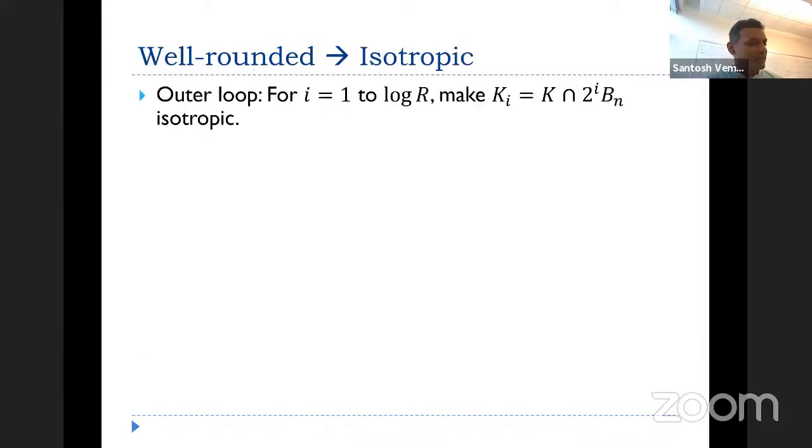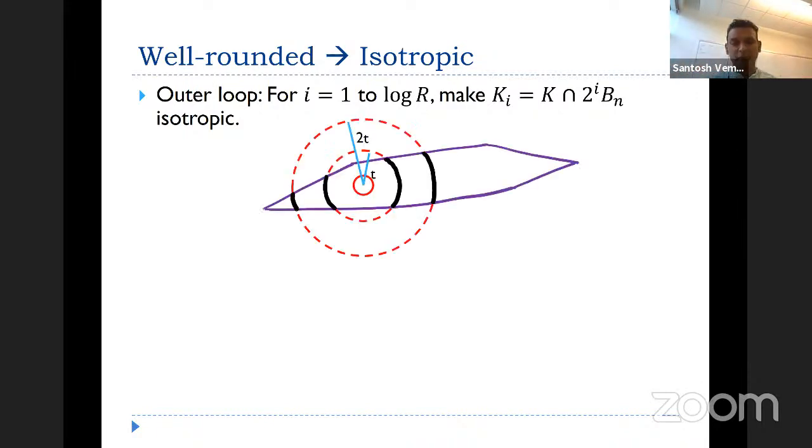So here's the algorithm. The goal now is, how do you round a body? Meaning I have a body that could be arbitrarily skewed and I want to make it isotropic, meaning I want to make its covariance identity, or close to that. So the outer loop will be the same as in the algorithm with low S, where we have these phases where we're doubling the ball, and every time we double, we make it isotropic. Double, make it isotropic. Now, that part is exactly the same.